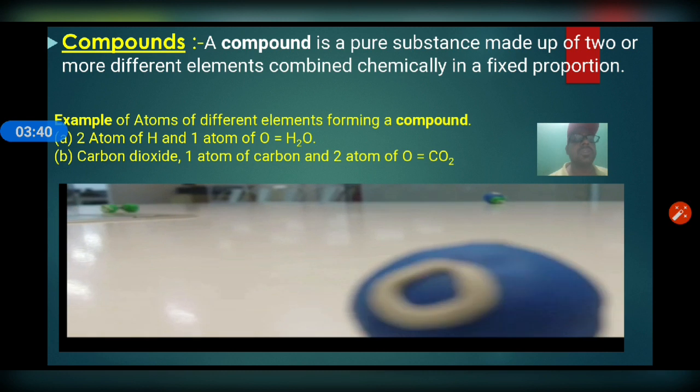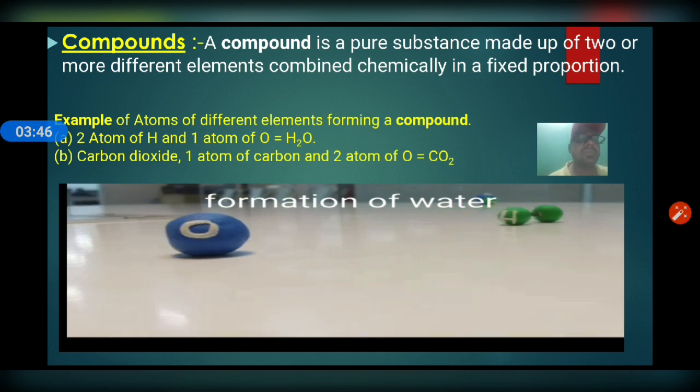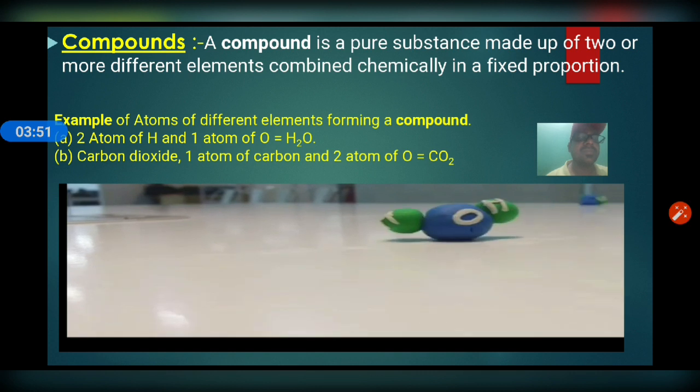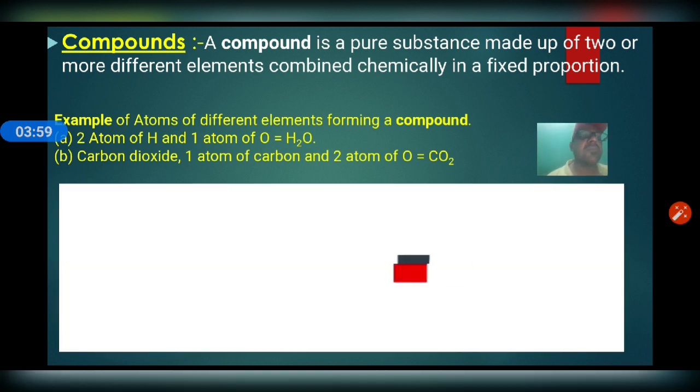Here, what is a compound? Let's see. A compound is a pure substance made up of two or more different elements combined chemically. Yes, a compound is like a molecule which is made by combining two or more elements. The elements may be the same or different, combined chemically to produce a compound.